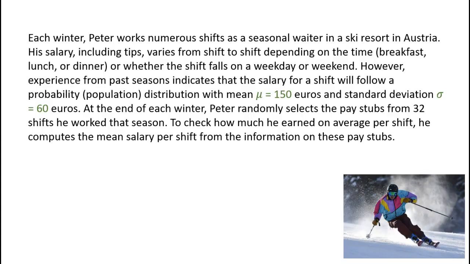Let's look at an example. Each winter, Peter works numerous shifts as a seasonal waiter at a ski resort in Austria. His salary, including tips, varies from shift to shift depending on the time, or whether the shift falls on a weekday or a weekend. However, experience from past seasons indicates that the salary of a shift will follow a probability or population distribution with mean mu equal to 150 euros and standard deviation 60 euros. At the end of each winter, Peter randomly selects the pay stubs from 32 shifts he works that season. To check how much he earned on average per shift, he computes the mean salary per shift from the information on these pay stubs.